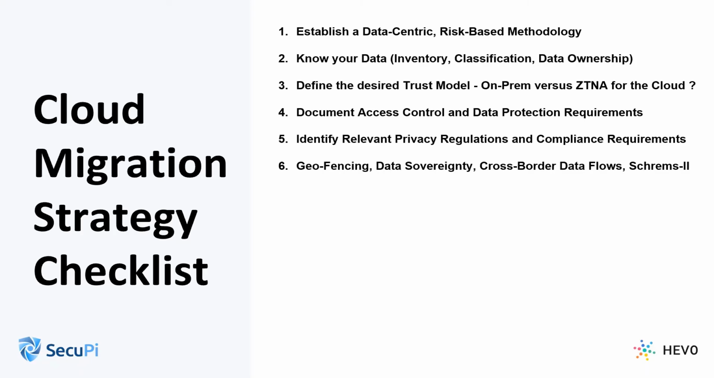Geofencing and data sovereignty, cross-border data flow restrictions. Is Schrems 2 compliance going to be an issue? All of these have to be considered in designing your architecture, where the data is going to be hosted and so on, and how you're going to manage those cross-border data flows. Consent and preference management. Customers are going to opt in and opt out of different things. You need to make sure that you're staying compliant with that.